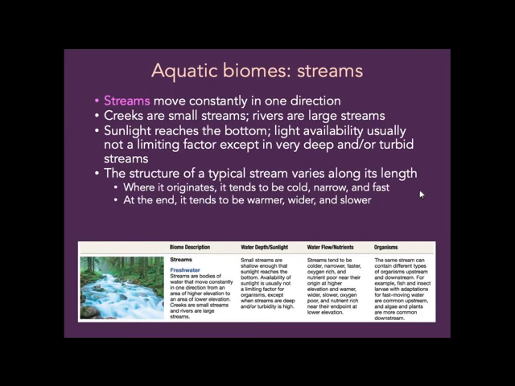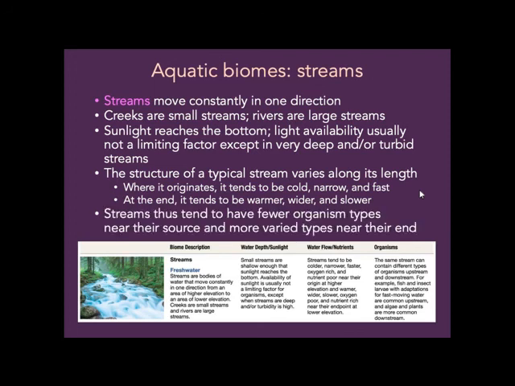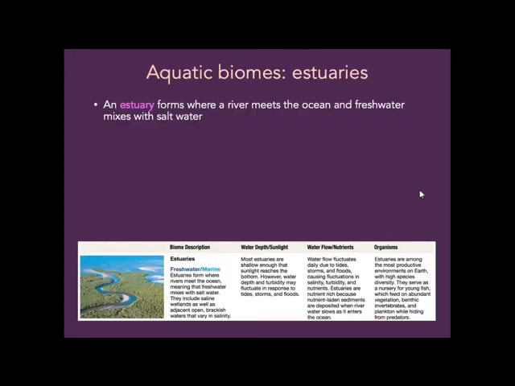And you find differences in the stream along its length. At the beginning of the stream, it tends to have cold water and be very narrow and fast, and then at the end, maybe where it opens up into some kind of an estuary, it tends to be warm, wide, and slow. If you look from the origin of a stream to the end of the stream, the origin tends to have relatively few organisms, but by the time you get to the end of the stream, it has many more different kinds of organisms.